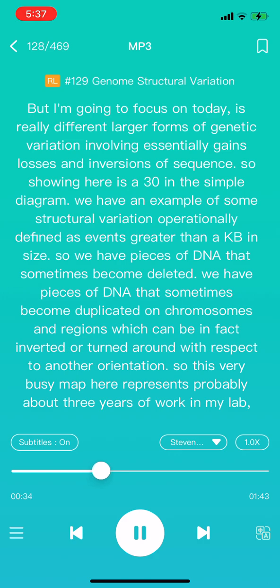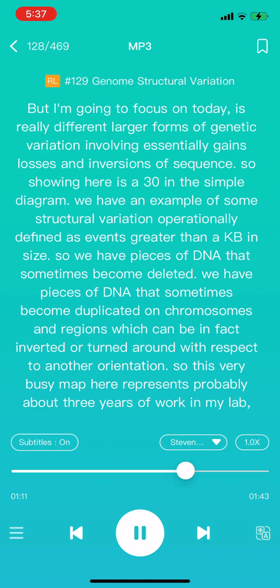So this very busy map here represents probably about 3 years of work in my lab, just to characterize the general pattern of structural variation in 8 human genomes. So shown here are different human chromosomes from African or from non-African. The distinctions really aren't that important. But what I'm showing you here is the presence of insertions, deletions, and inversions as red, blue, and green. And so each line here represents a different human genome that has been analyzed, looking for structural variation of events greater than 5,000 base pairs in size.